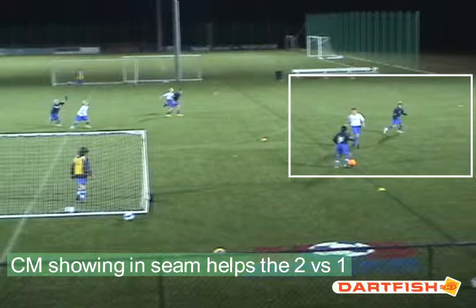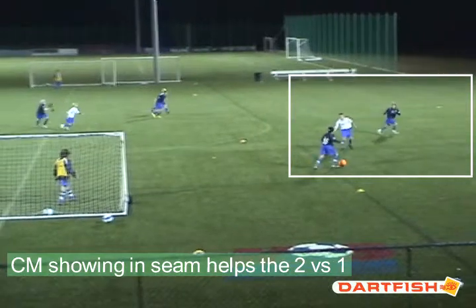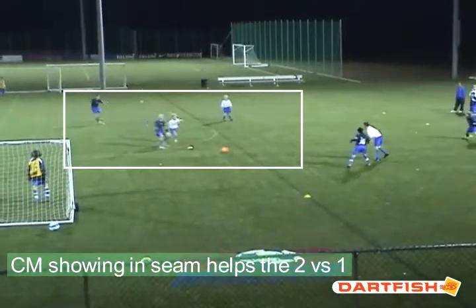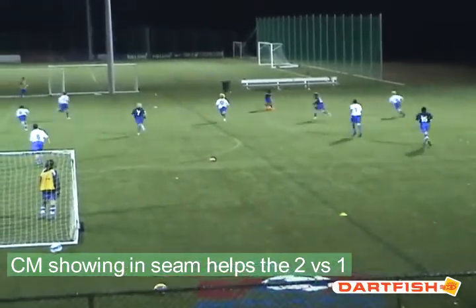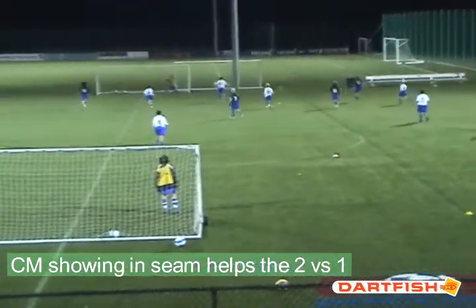Again, we have on the side of the field for blues a 2 against 1 opportunity. Because of the angle of approach of the defender, they cannot directly take advantage of the 2 against 1 numbers, so they have to combine with a center midfielder showing in a seam in order to get behind that one defender. And out now behind that defender. Good quick play and technique allows them to accomplish it.